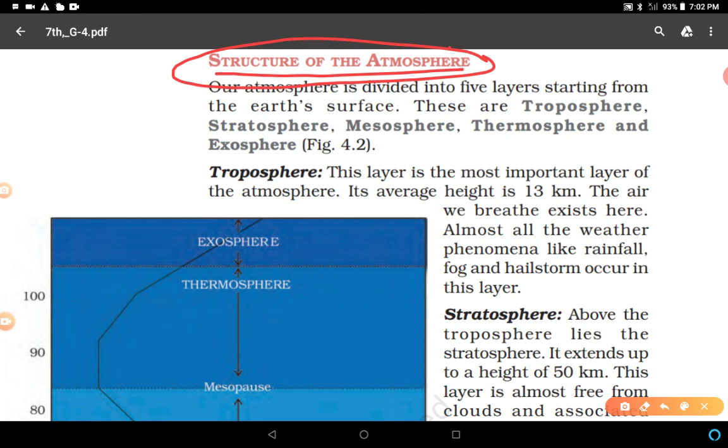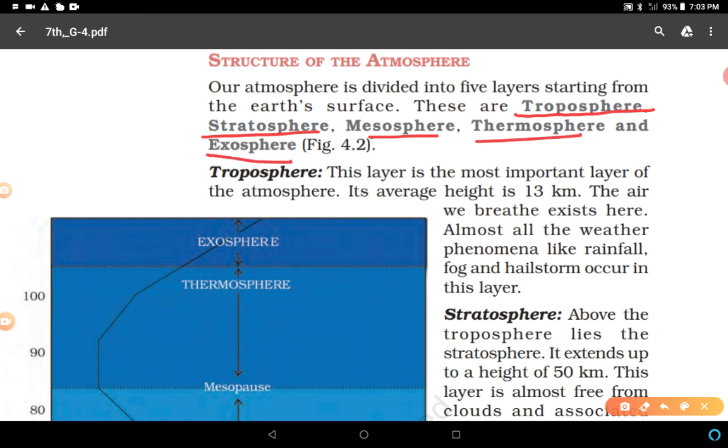What is the structure? There are different layers in the atmosphere. The main layers are: troposphere, stratosphere, mesosphere, thermosphere, and exosphere. So 1, 2, 3, 4, and 5. Five main layers are in the atmosphere.